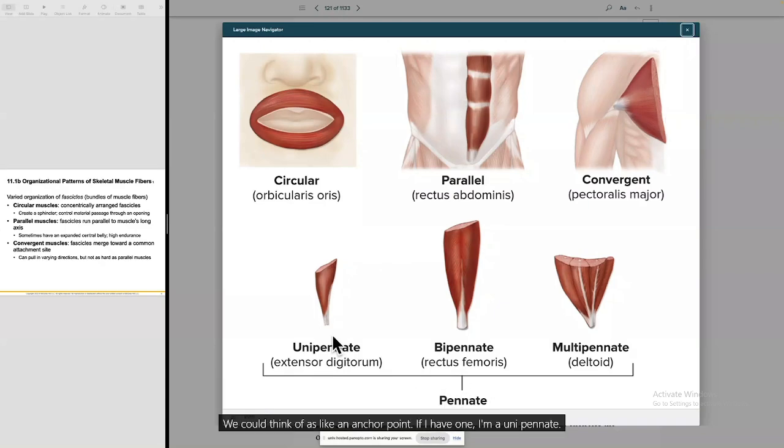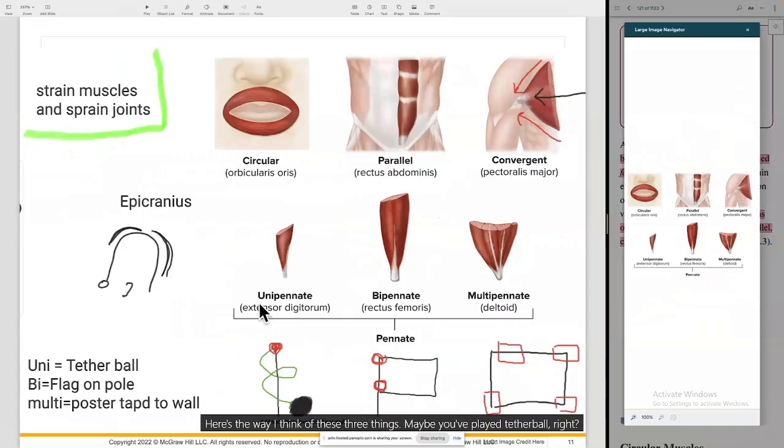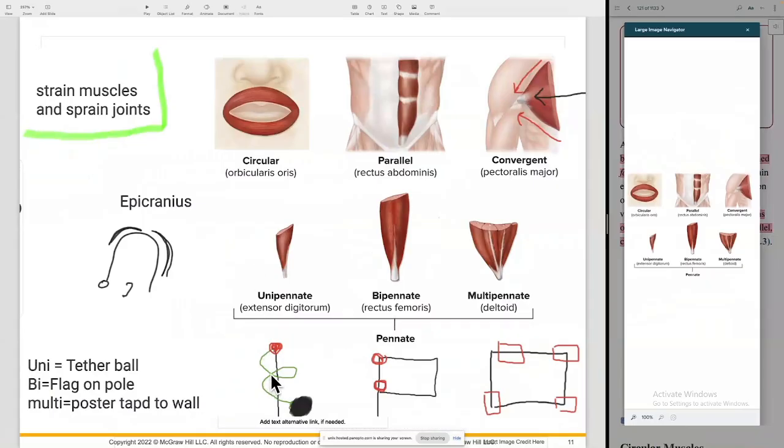Pennate we could think of as like an anchor point. If I have one, I'm a unipennate. If I have two of these, I'm a bipennate, like that rectus femoris I mentioned. And then if I have a bunch of these, I go with multipennate. Here's the way I think of these three things. Maybe you've played tetherball, right?